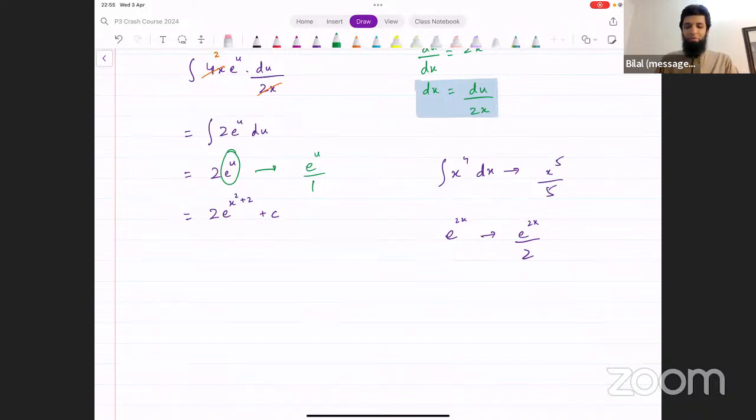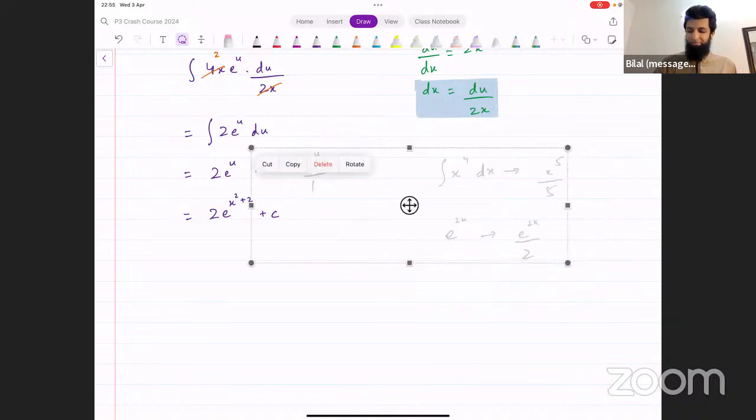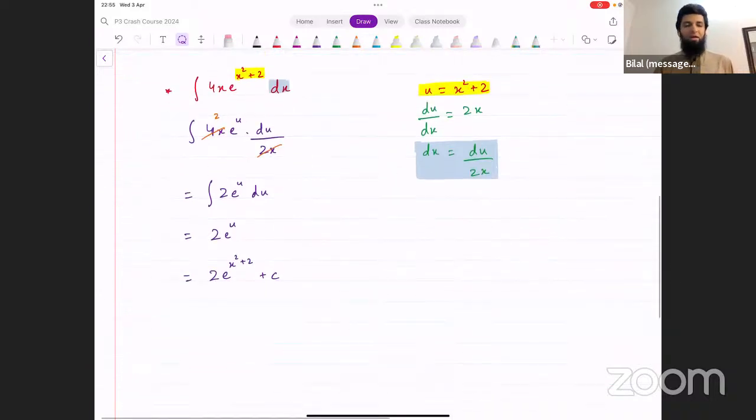So we're not going to use power rule here. This is an exponential function where the variable is in the power. This is how we integrate it. So that's your final result.